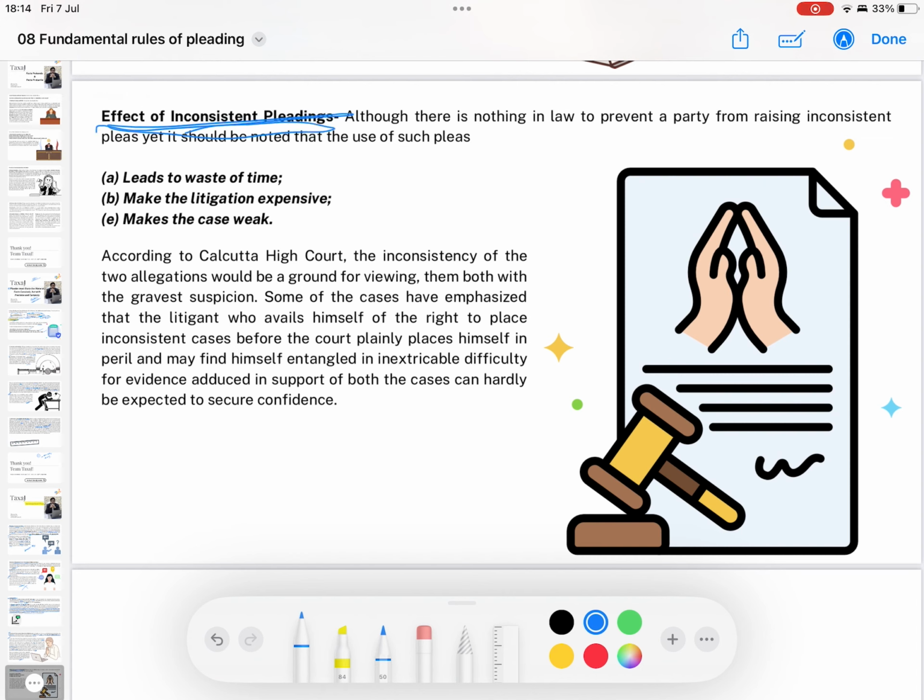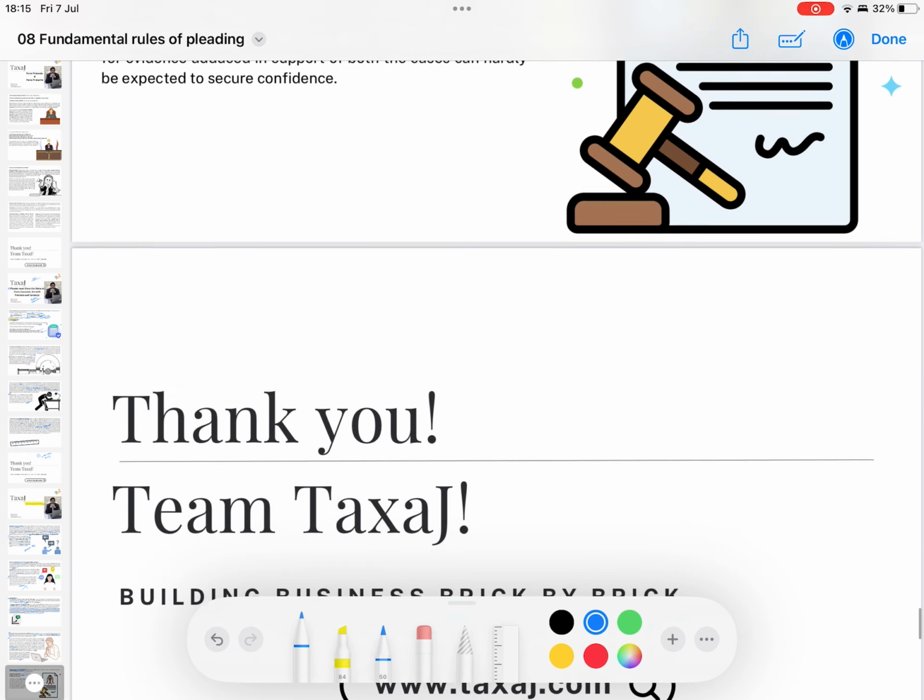Effect of inconsistent pleading, let us see. Although there is nothing in law to prevent a party from raising inconsistent pleas, yet it should be noted that use of such pleas leads to waste of time, makes the litigation expensive, and makes the case weak. According to the Calcutta High Court, the inconsistency of the two allegations would be a ground for viewing them both with the gravest suspicion. Some cases have emphasized that the litigant who avails himself of the right to place inconsistent cases before the court plainly places himself in peril and may find himself entangled in inextricable difficulty, for evidence adduced in support of both the cases can hardly be expected to secure confidence.